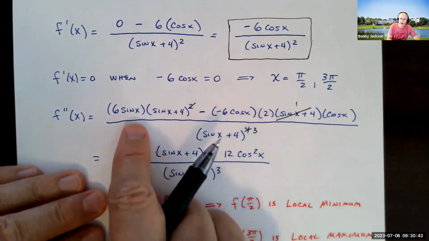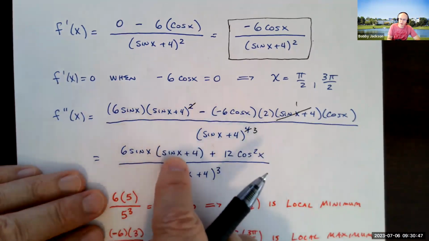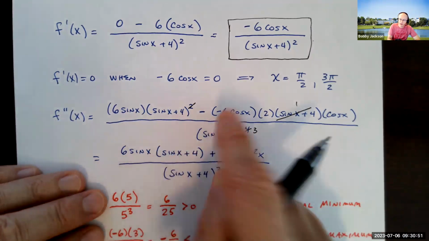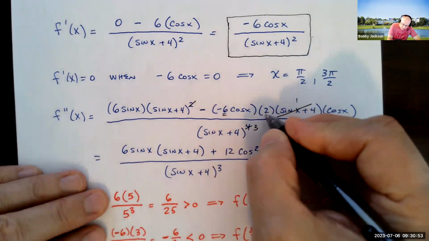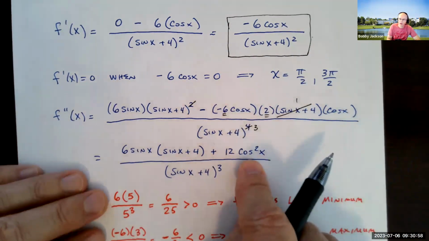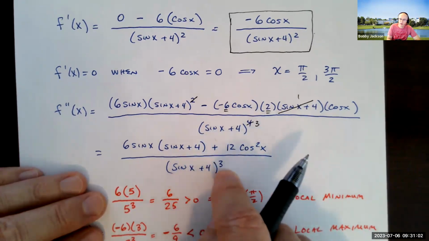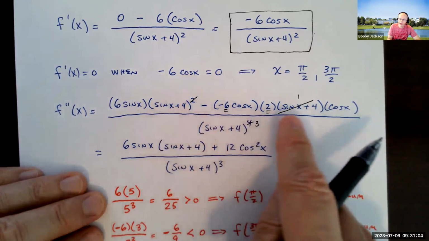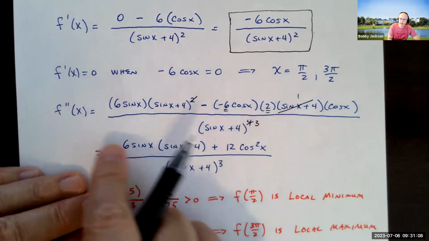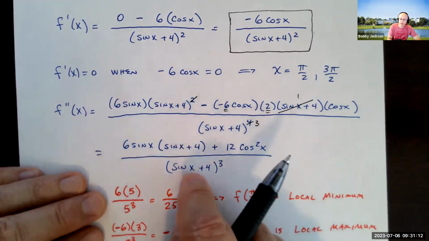factor. So what I'll have is 6 sine of x. There'll be 1 sine of x plus 4 left here. Minus a negative is positive. 6 times the 2 is the 12. Cosine x times cosine x is cosine squared x, all over sine x plus 4 cubed. Okay, so basically I factored out one sine x plus 4 factor from both of the two terms up top, and then divided top and bottom by sine of x plus 4.